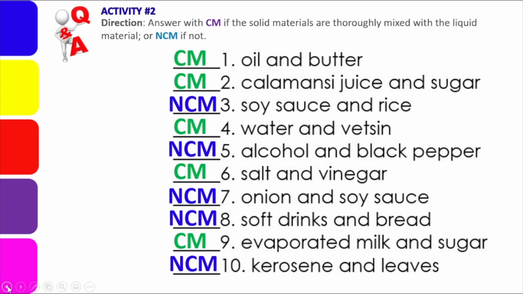So class, if you were able to answer all this correctly, very good. That means na naintindihan mo talaga ang ating topic. Napakasimple lang, di ba? Tatlo lang naman. Mixture, tapos yung dalawang uri ng mixture which is homogeneous and heterogeneous. Siyempre, yung completely mixed, homogeneous, tapos yung not completely mixed is heterogeneous. Very good. Congratulations. Ang gagaling ninyo.